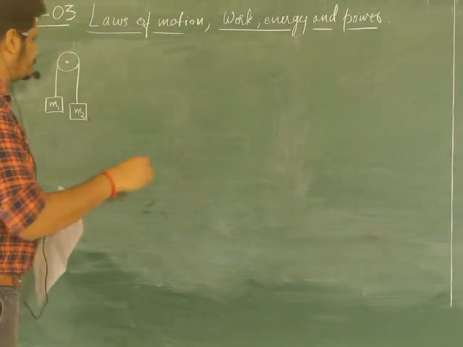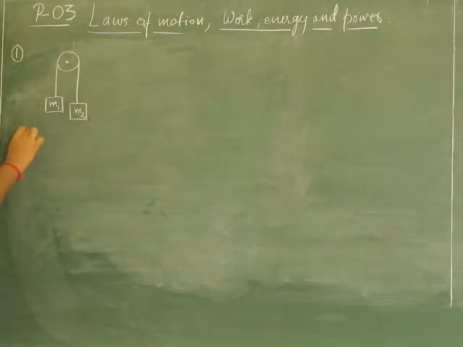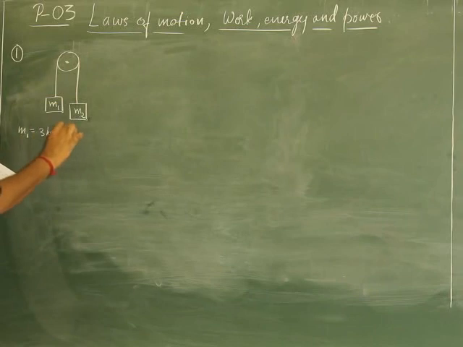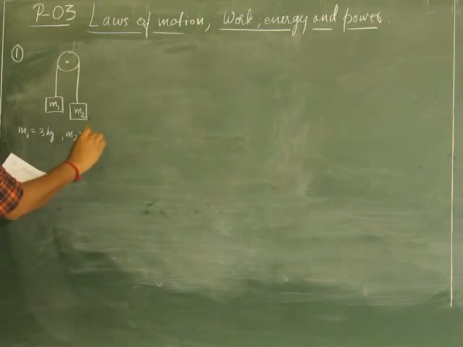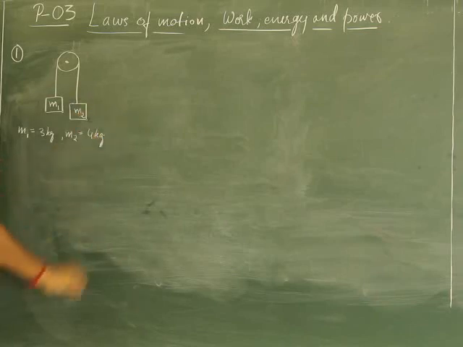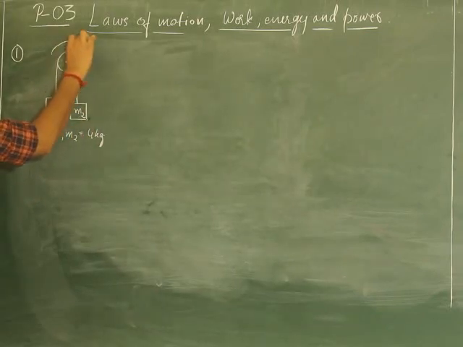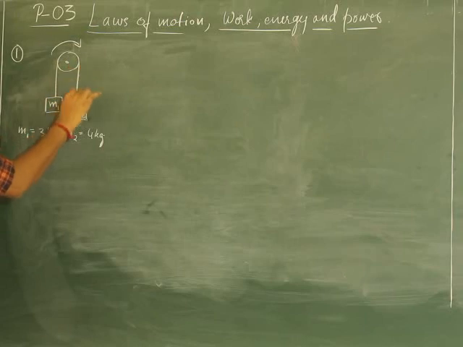So I will mention: M1 is equal to 3 kg and M2 is equal to 4 kg. Which one actually has the higher mass here? M2 has the higher mass. With a frictionless pulley, which side will it start moving? This side, correct? It will go slightly this way.